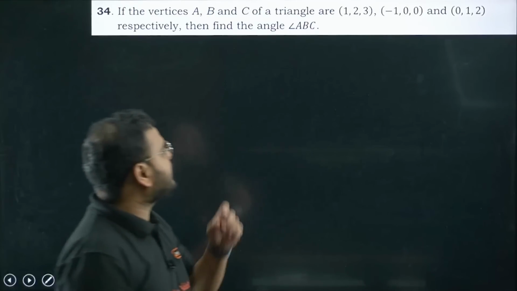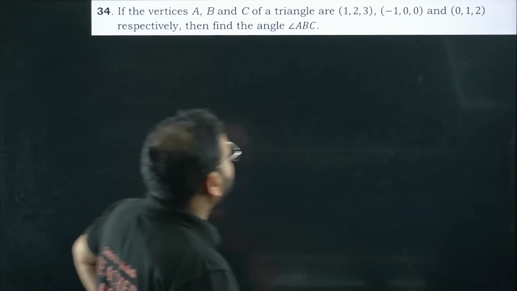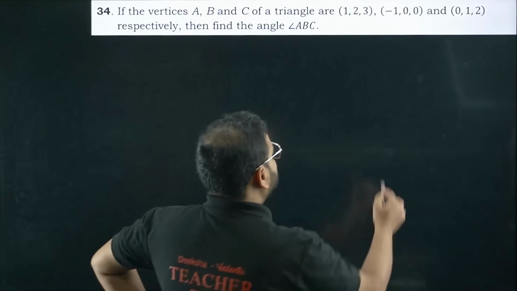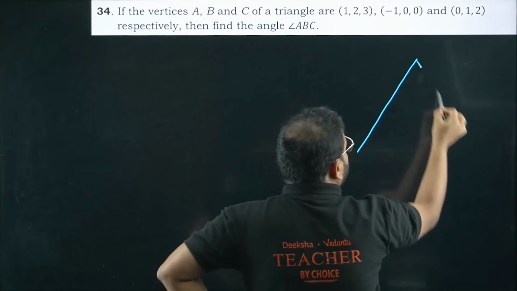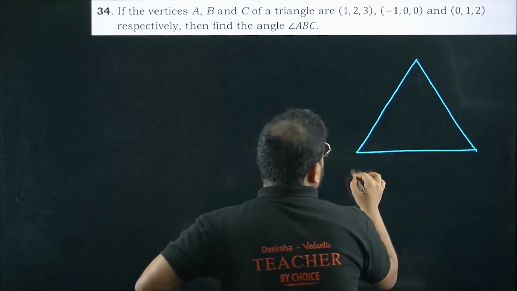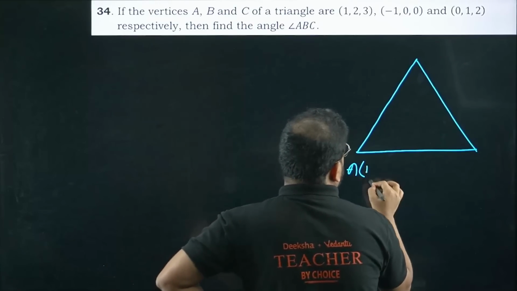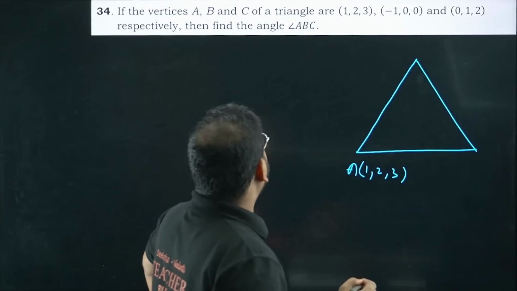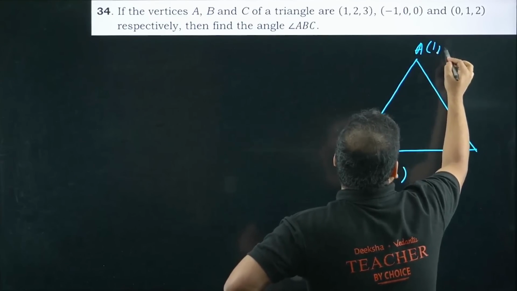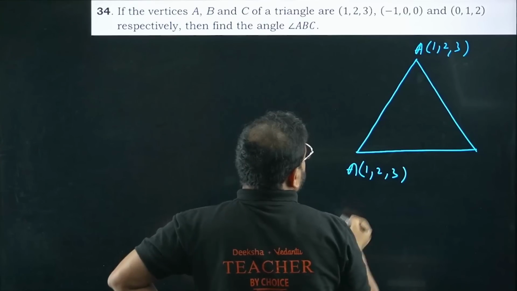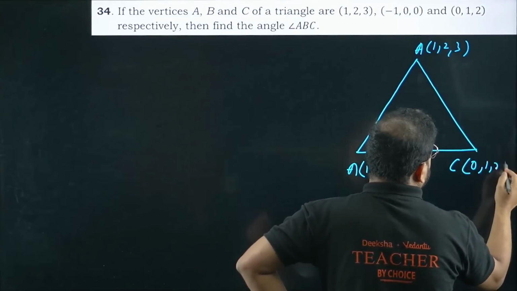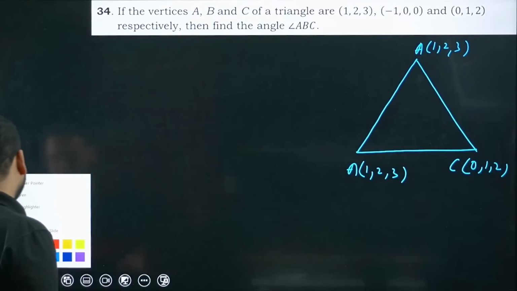The vertices A, B, C of a triangle are 1, 2, 3, minus 1, 0, 0 and 0, 1, 2 respectively. Then find the angle ABC. Let's draw the triangle first, okay? This is the triangle, right, sir? Okay, they've given the vertices, so let's write that. I have ABC given right here. A is 1, 2, 3, okay? Let's write A here, 1, 2, 3, okay? And this as B, I write this as C actually. C is going to be 0, 1 and 2. I'll change the B part, don't worry.